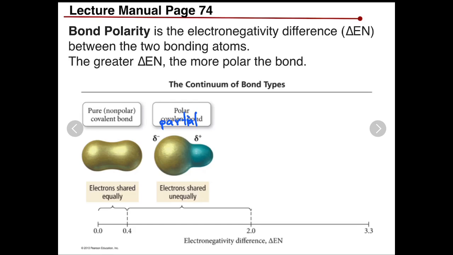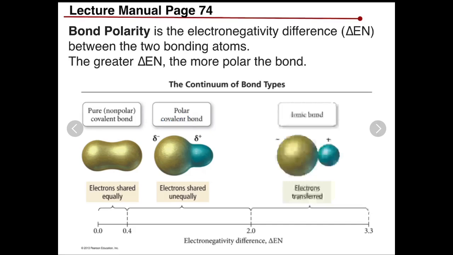However, if the difference in electronegativity value is greater than 2, this is when you are going to observe an ionic bond, which indicates that the electron is already completely transferred. They do not share anymore at this point, because one atom has so much stronger ability to attract electrons toward itself that it withdraws the electron completely from the other atom. So the electron from the other atom transfers completely, and you are going to observe the full charges.